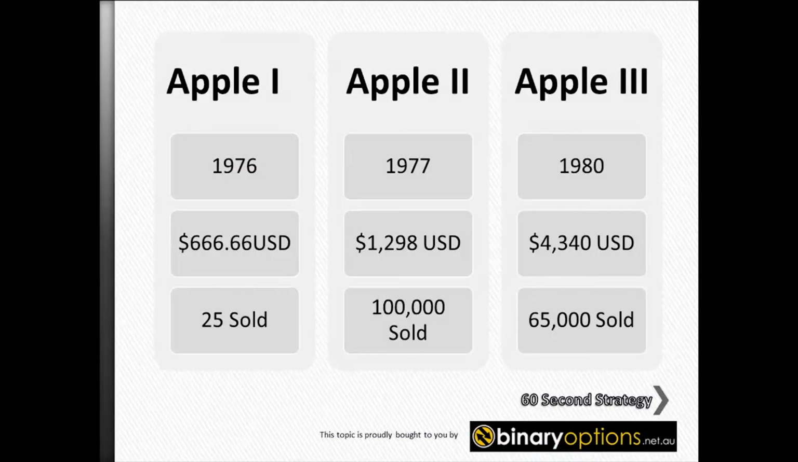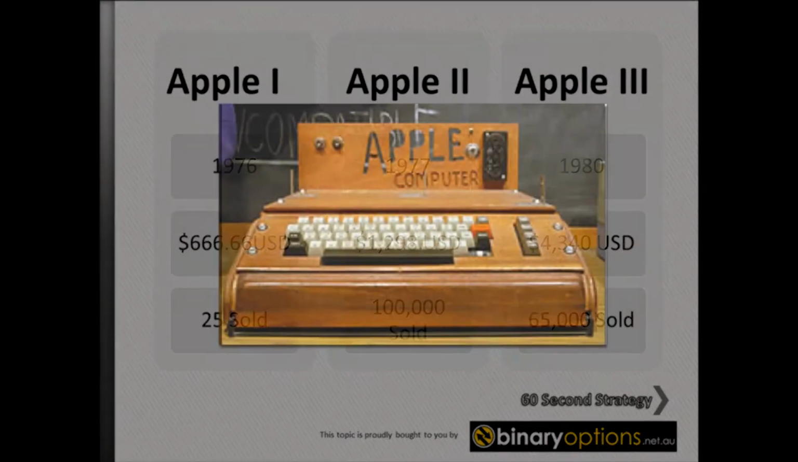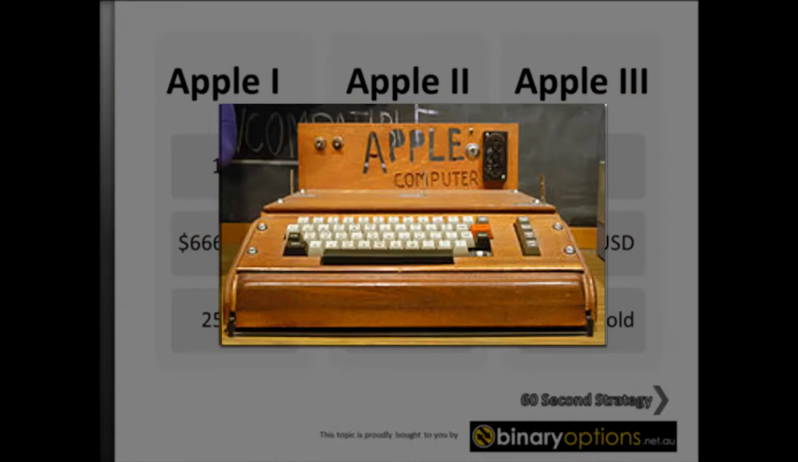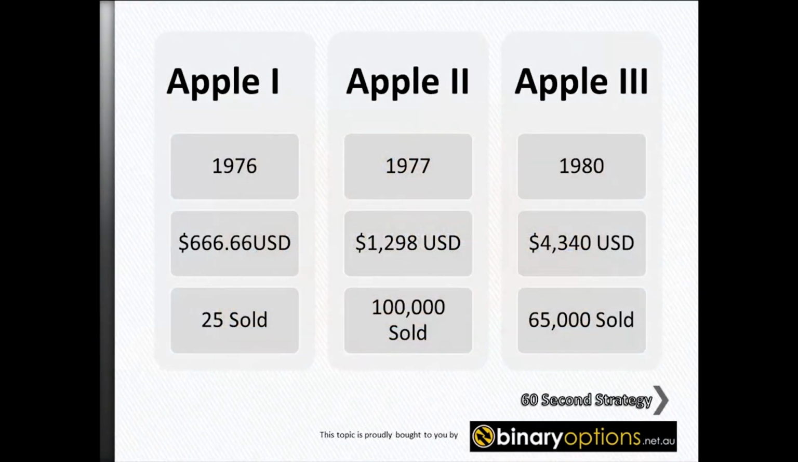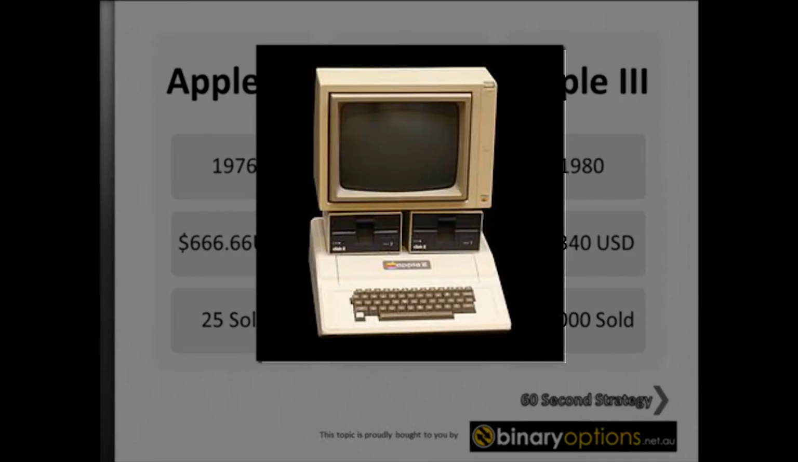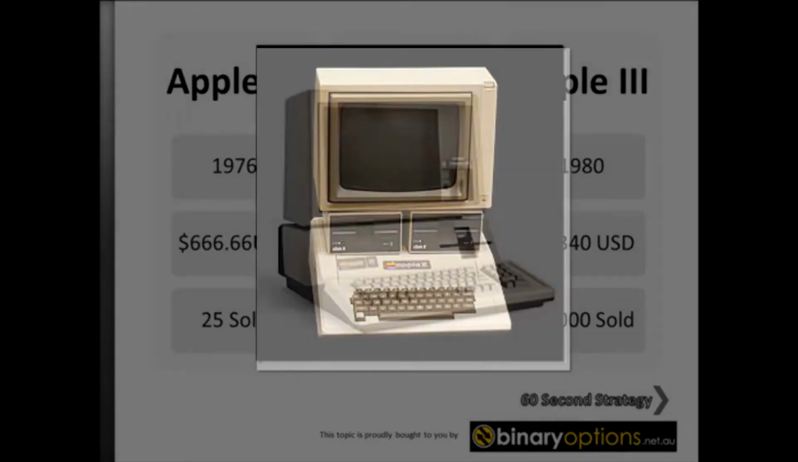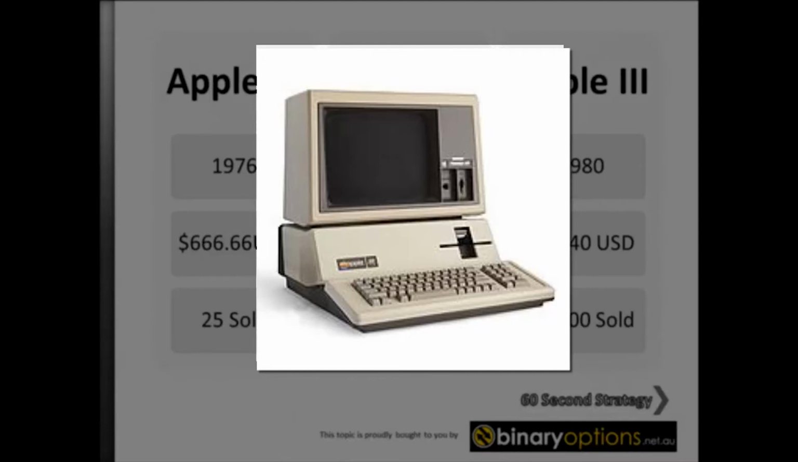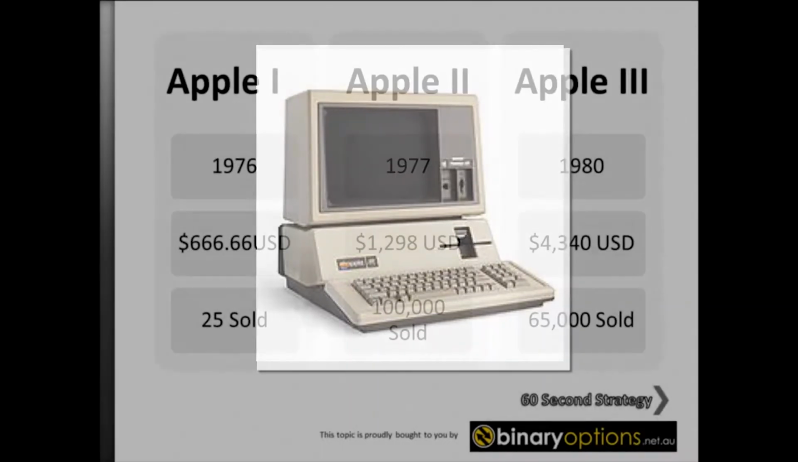Financing the company's earliest operations by selling their car and scientific calculator, Jobs and Wozniak hand-built their earliest technologies from Jobs' parents' garage. Their first-generation Apple computer, aptly named Apple I, was set for production in 1976, selling just 25 units for a unit price of $666.66 US.